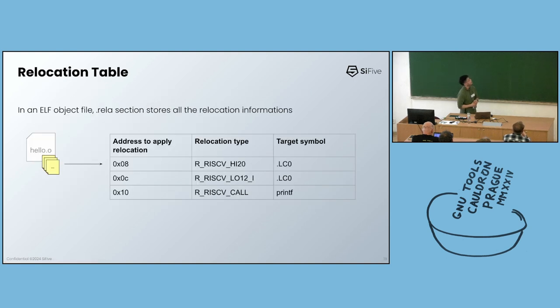Okay. And in an ELF object file, there is actually a RELA section that stores all the relocation info. There might be a lot of notes from the assembler, and the notes are actually stored in this section. The table looks like this. This is the relocation address, the relocation type, and the target symbol.